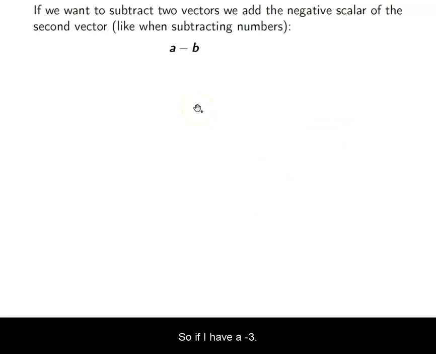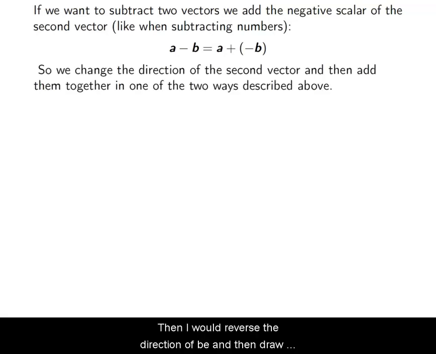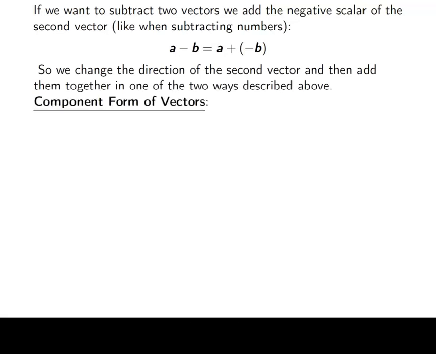Okay. So if I have A minus B, geometrically it's a lot easier to think of it as A plus negative B. So I would take my A, I would add my B to it, I would draw it, either as a parallelogram or as the tip to tail method, and then I would reverse the direction of B and then draw whatever it is I need to draw to find that A minus B value. Okay, and that's the easiest way to subtract two vectors geometrically.